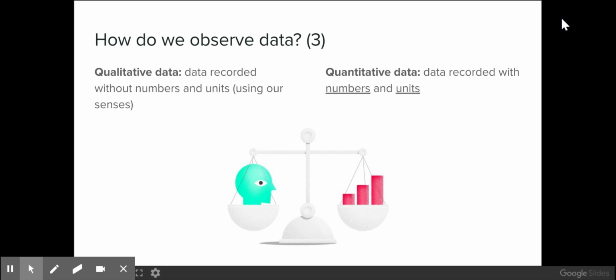The second half of chapter 1 really deals with how we collect data, how we analyze that data, and how we represent it. The two ways that we can really collect data are qualitatively and quantitatively. Qualitative data is recorded without numbers and units, just using our senses, like a pink t-shirt or a foul odor. A quantitative data set is data that's recorded with numbers and units, like 10 centimeters or 55 kilograms.